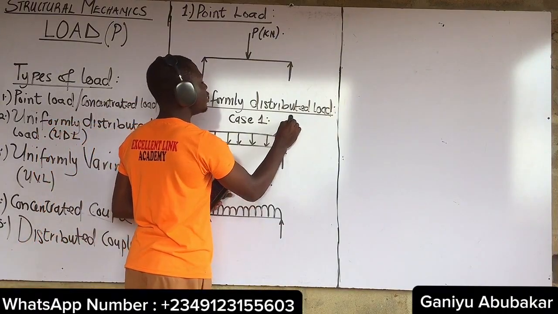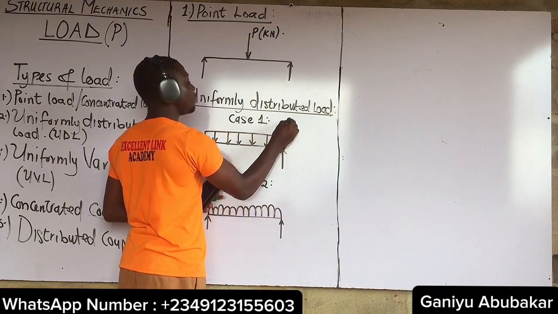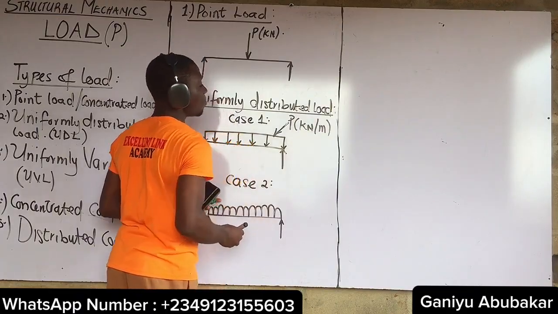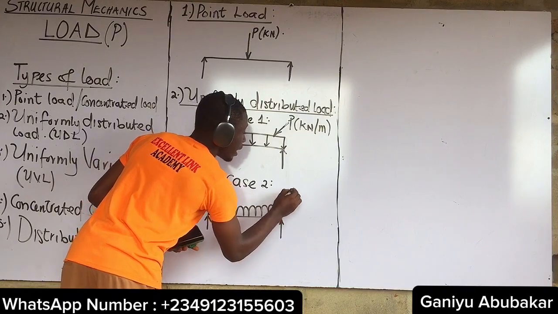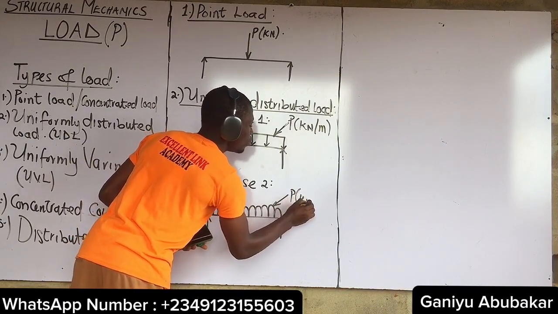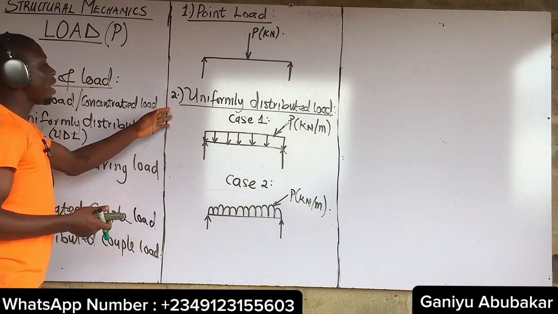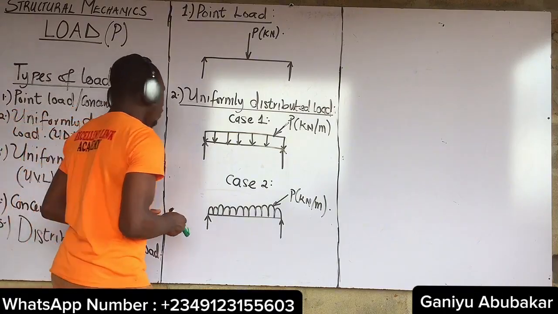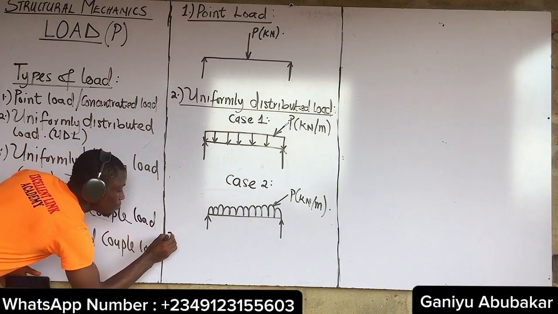Note that the load is said to be P, as we said earlier. This load here is called P, but what? In kilonewton per meter. This one here is called load. That's P in kilonewton per meter. All right, this is the concept behind the second type of load. Let's discuss the third type of load called uniformly varying load. All right, number 3.